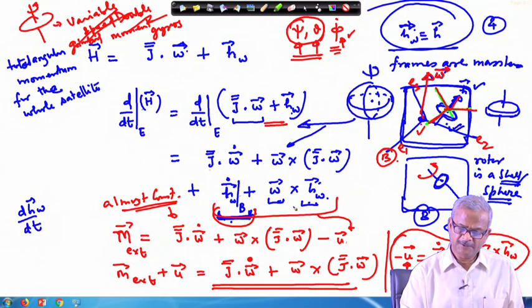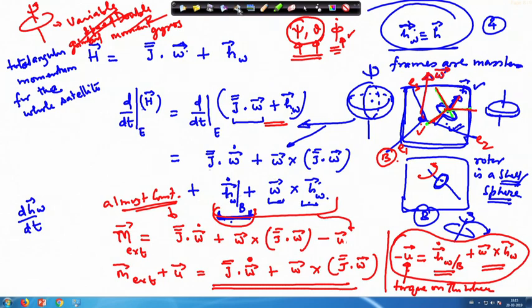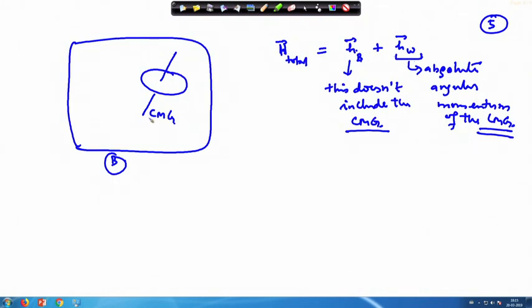In the case of the gyrostat, what we did was take the angular momentum of the whole system as the angular momentum of the whole satellite, including the gyrostat or the rotor. So, there the rotor mass was also included, here rotor mass is not included. So, rotor inertia is not included. This is being considered separately here in this place.